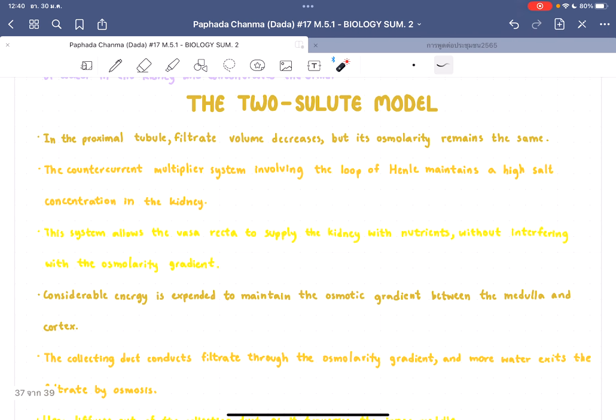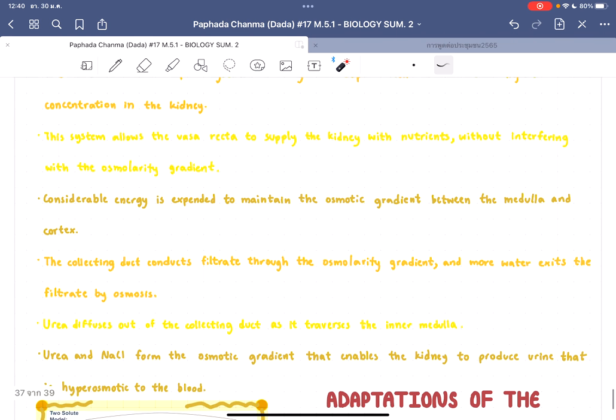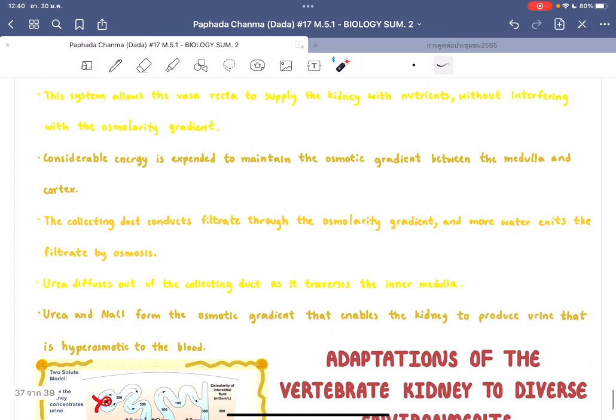In the proximal tubule, filtrate volume decreases, but osmolarity remains the same. The countercurrent multiplier system involving the loop of Henle maintains a high salt concentration in the kidney. This system allows the vasa recta to supply the kidney with nutrients without interfering with the osmolarity gradient. Considerable energy is expended to maintain the osmotic gradients between the medulla and cortex.